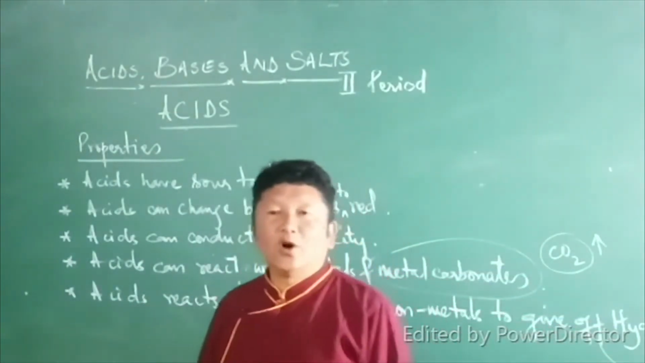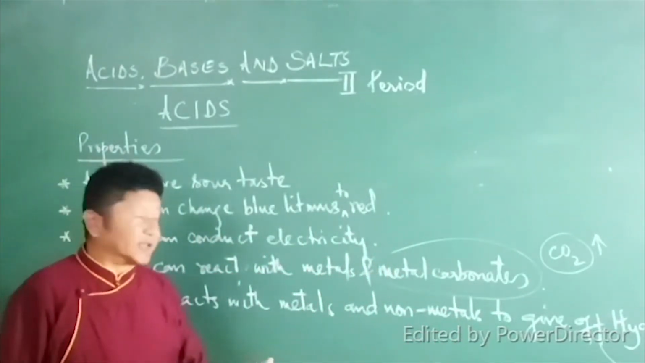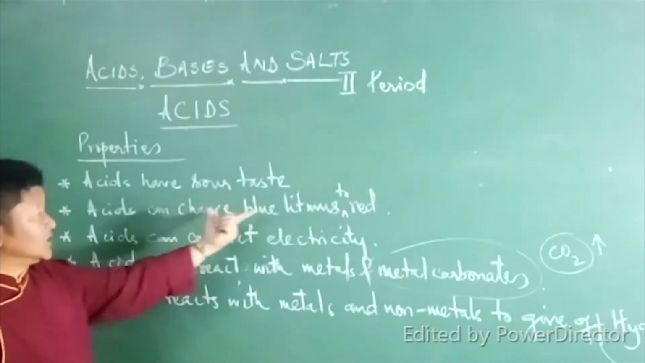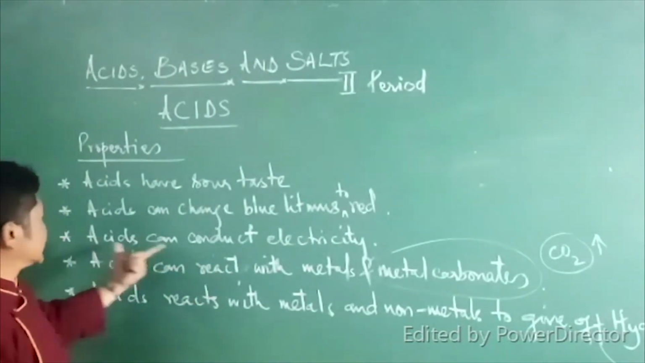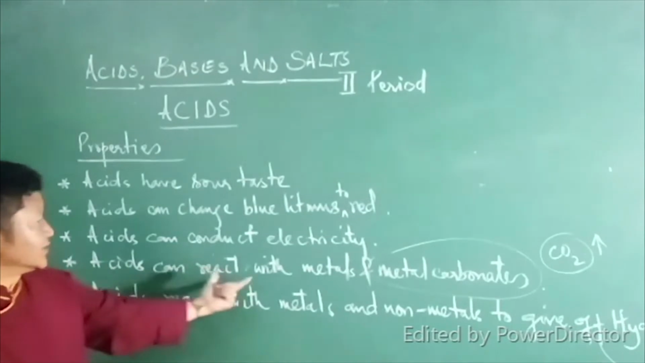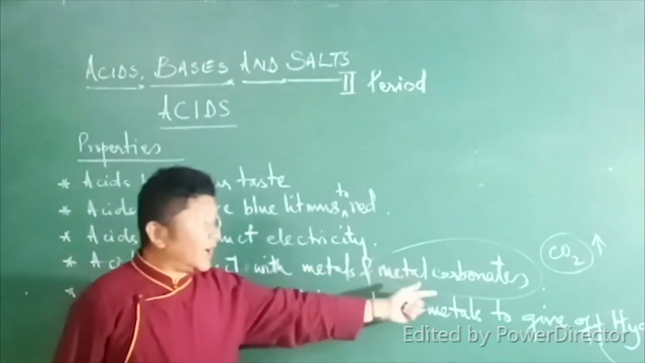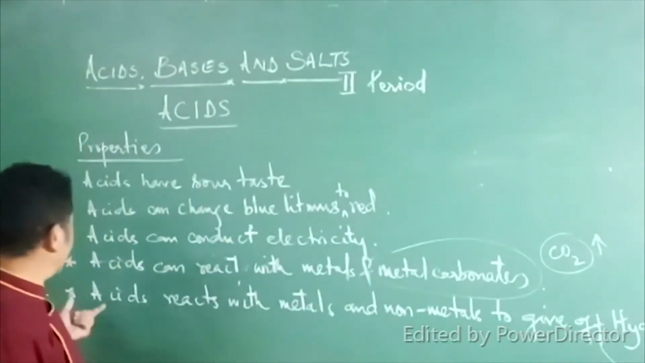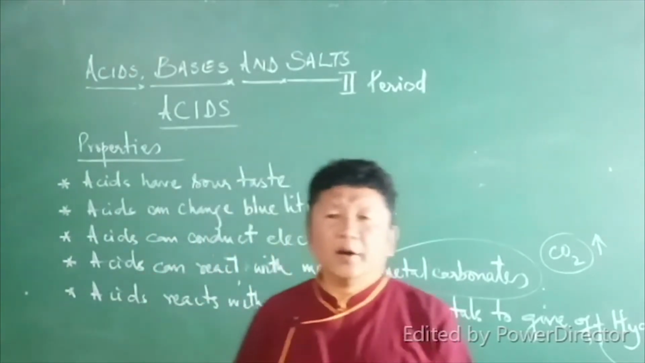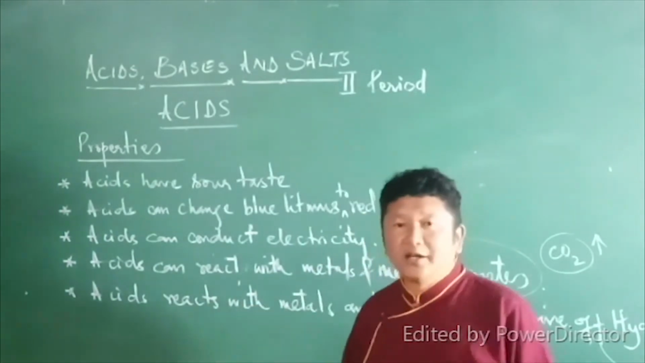So all these are properties of acids. Let me repeat it again. Acids have a sour taste. Acids can change blue litmus to red. Acids can conduct electricity, they are good electrolytes. Acids can react with metals to give hydrogen gas. Acids can react with metal carbonates to give carbon dioxide. So these are some common properties of acids.